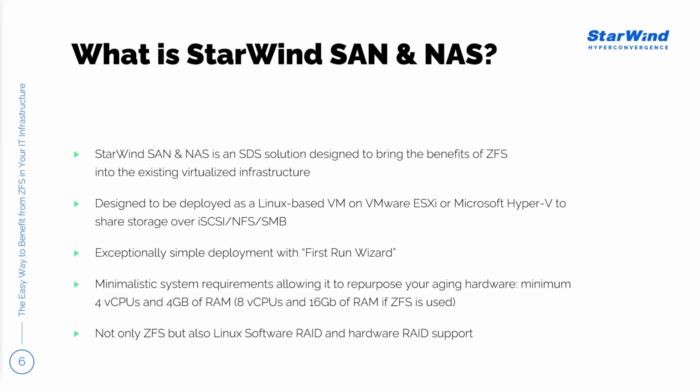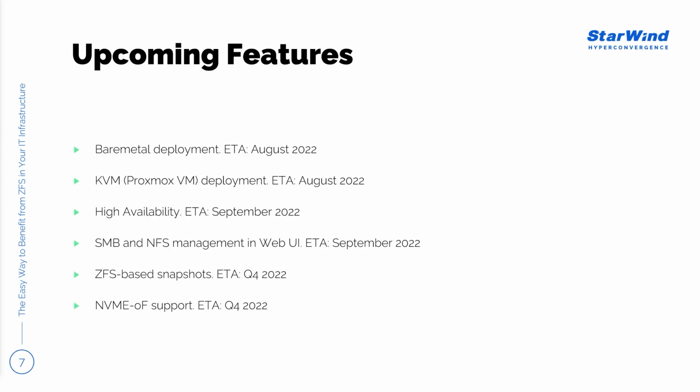However, that's not where we are looking to stop, and we will be going with the bare metal deployment approximately in August 2022, so in the next months. Of course, all the dates here, small disclaimer, are ETAs, so they are subject to change. So bare metal deployment of StarWind SAN NAS should be available in August 2022. The deployment as a virtual machine on KVM and correspondingly on Proxmox is also expected in the next months.